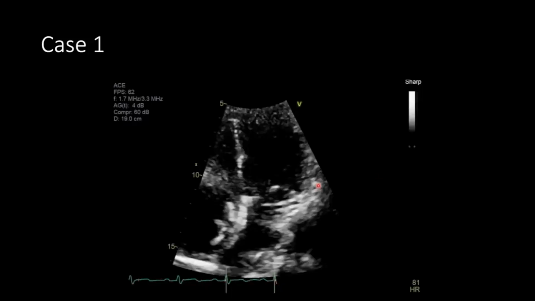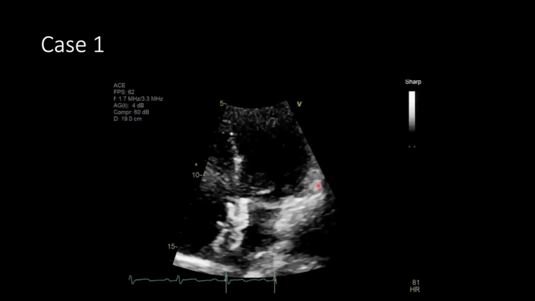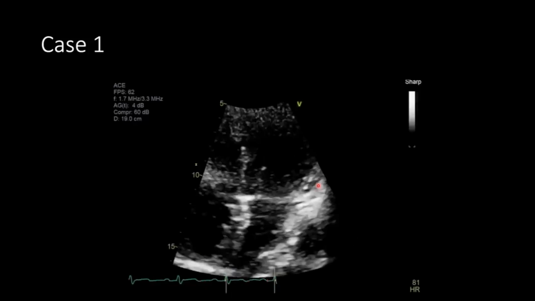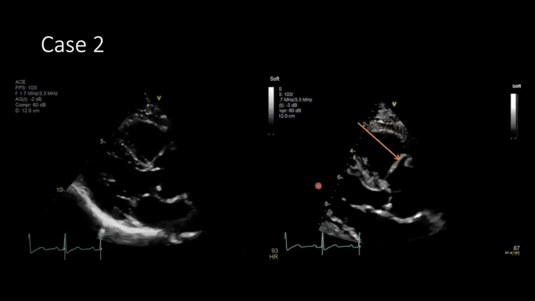So if you modify the angle at which you're scanning, you might get rid of the artifact, and that helps you realize this is truly just an artifact, not a lesion. Because if it were a tumor, that shouldn't change. Right? Okay, case 2.